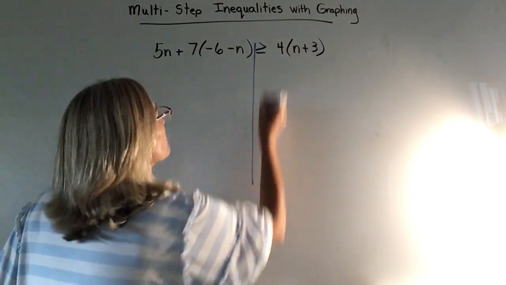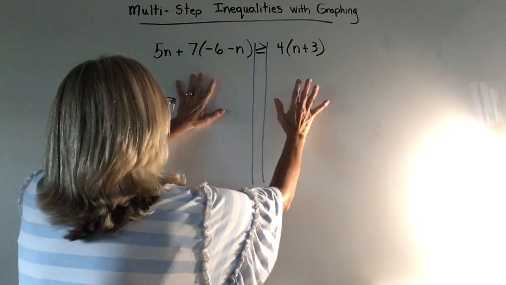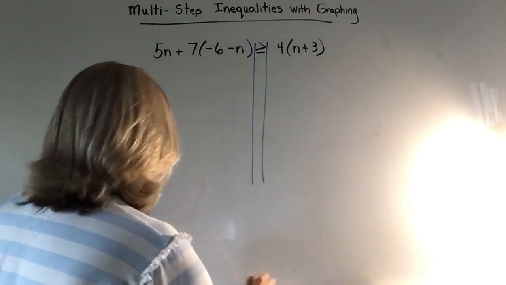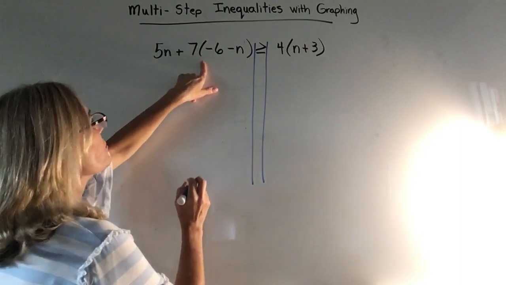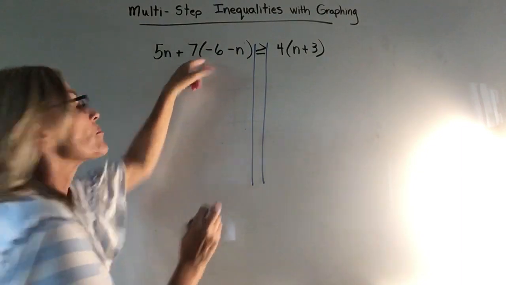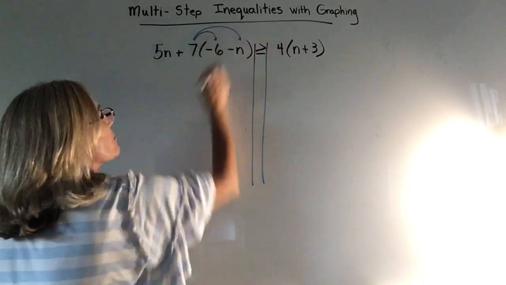Start out by dividing both sides so that we have an expression here and an expression over here. All right, on this first side, I see that we have to do the distributive property. Remember, distributive property has to be done first before combining like terms.